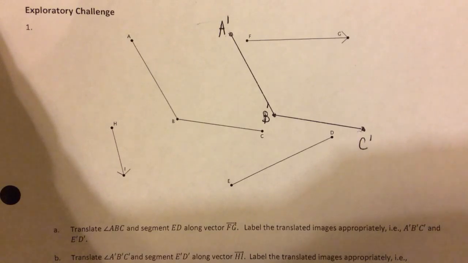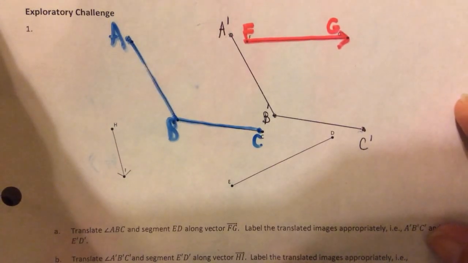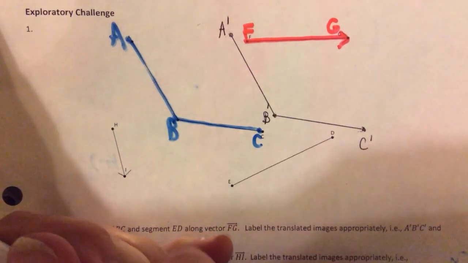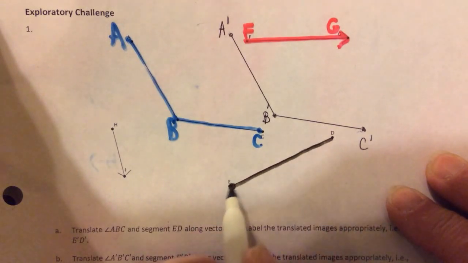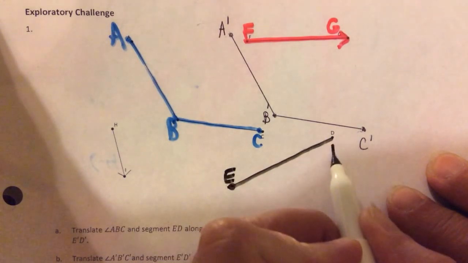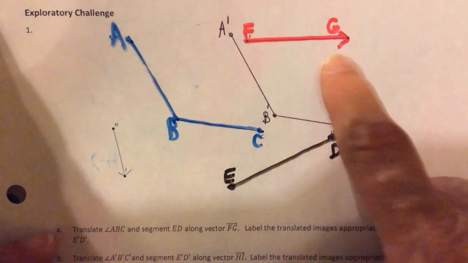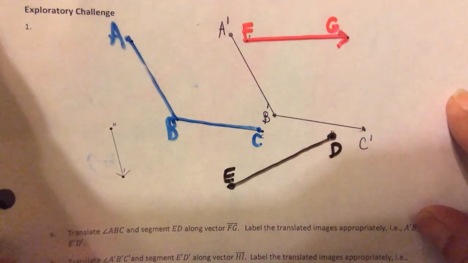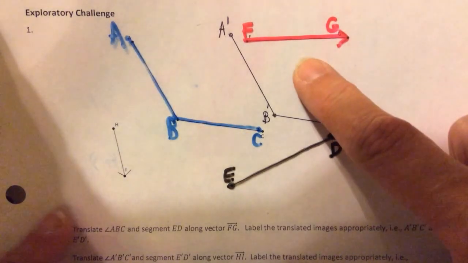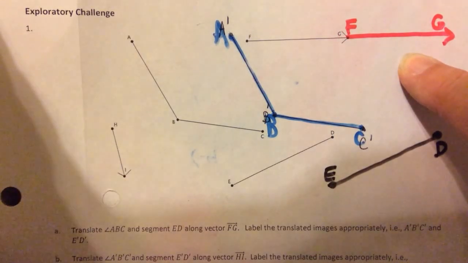Now I was also told to translate the segments. Let's go back and do that. So there's my vector. I've already traced it. Now I'm going to trace the segment here. I'll put the segment in black. Segment DE. So there's E and D, point D right there. So once again, I'm translating along this vector, okay, not along the segment or anything. I think some of you are getting tripped up by that. So I always move in the direction and in the distance dictated by my vector.